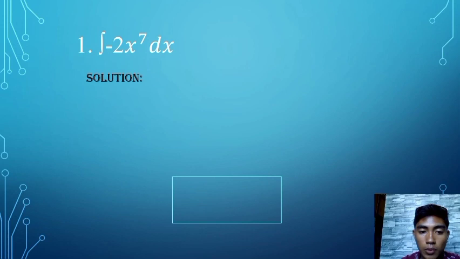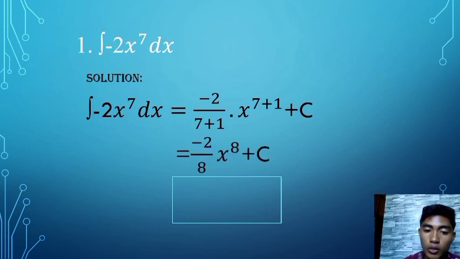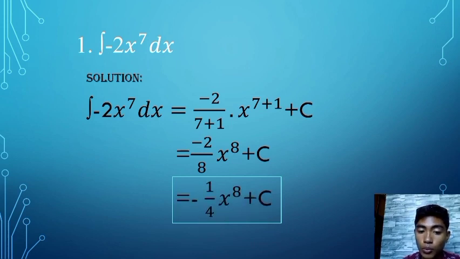To solve this problem, we need to apply the power formula. And we get the integral of negative 2x raised to 7 dx is equal to negative 2 over 7 plus 1 times x raised to 7 plus 1 plus c. And we get negative 2 over 8 x raised to 8 plus c. And after that, we get the final answer, which is negative 1/4 x raised to 8 plus c.